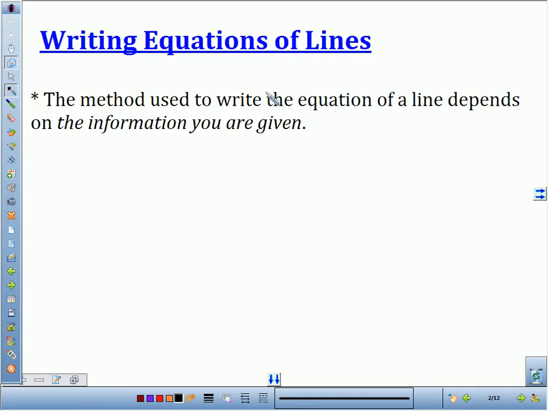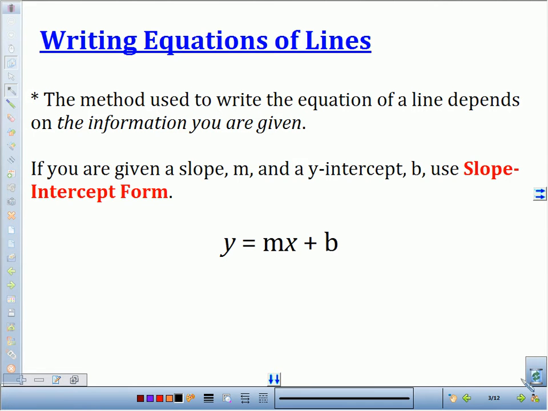We might be told 1 point that's on the line, and we might be given the slope of the line and have to write the equation that way, or we might be given the slope of the line and then told some other piece of information, or we might be given a point on the line and given some other information. The first one we're going to look at is writing the equation of a line if we're given a slope m and a y-intercept b.